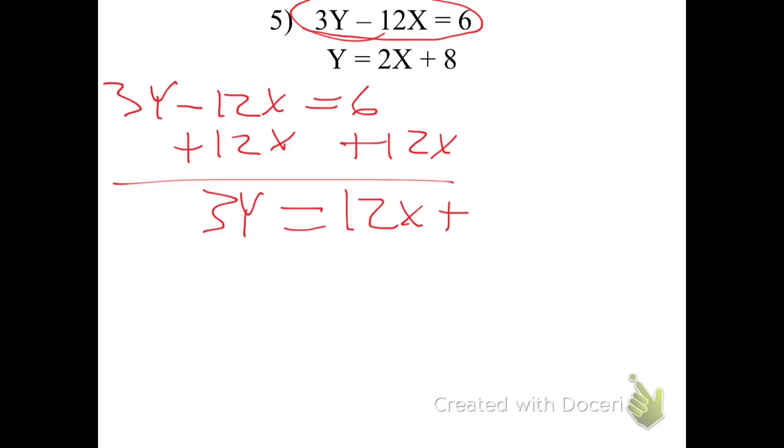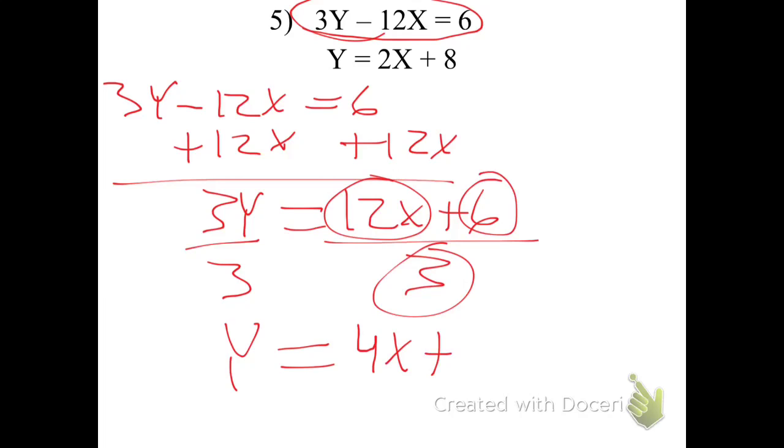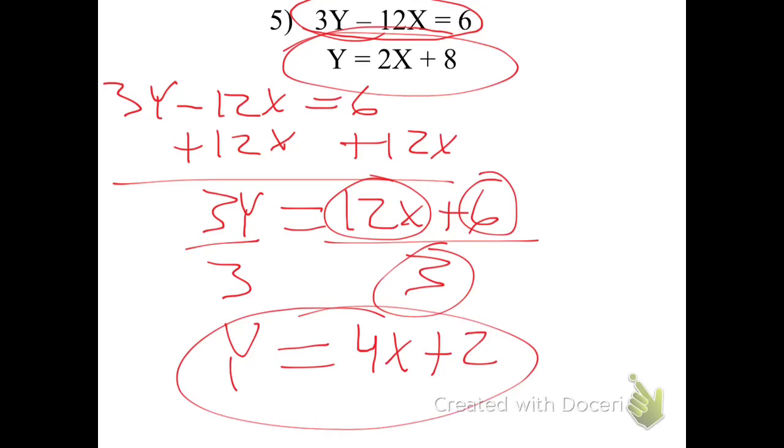12x plus 6, and I'm going to divide by 3 to get y by itself. Divide by 3. Remember, when we have something on bottom and multiple things on top, you have to divide each of them by what's on bottom. So 12x divided by 3 gets you 4x, and the 6 divided by 3 gets you 2. So lovely. We got two very beautiful lines that we can start graphing now.